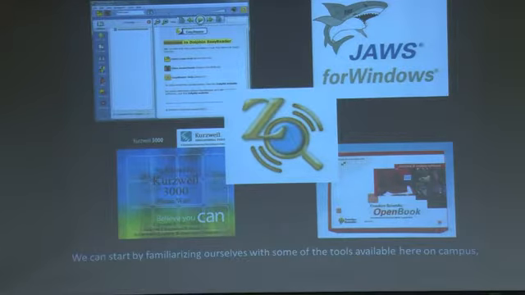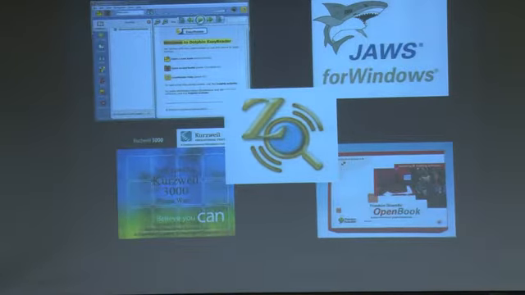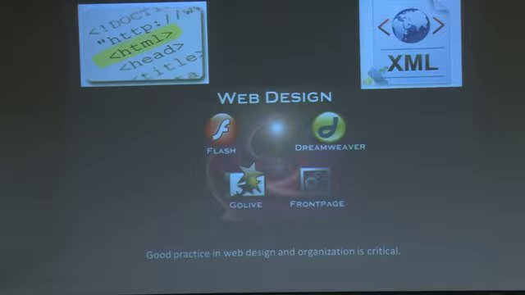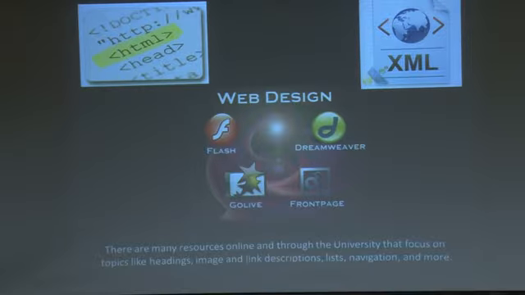We can start by familiarizing ourselves with some of the tools available here on campus, such as screen readers, text-to-speech software, and departments or programs that offer training in web editing and presentation tools. Good practice in web design and organization is critical. It increases the overall usability of online content and encourages everyone to consider many types of media and formats when presenting information. There are many resources online and through the university that focus on topics like headings, image and link descriptions, lists, navigation, and more.